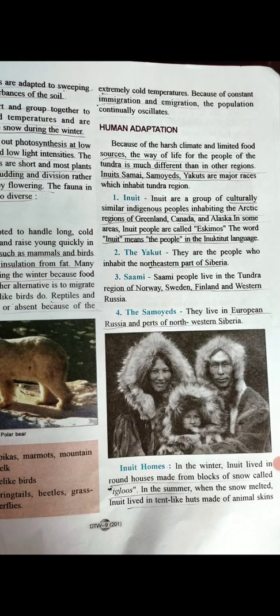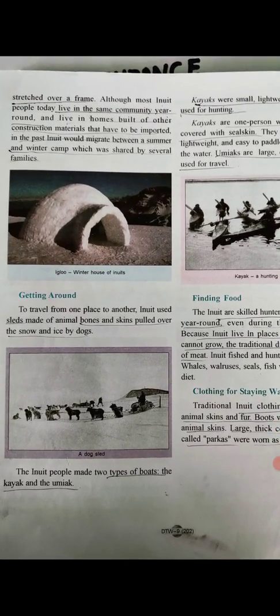Okay, how do they construct their houses? Inuit homes. In winter, they live in round houses made from blocks of snow bricks. These are called igloos. Igloos are round houses made from snow blocks. In summer, when this snow melts, they can't live in those houses, so they shift into houses made of tents. These tents are formed with the skin of animals, stretched over a frame.